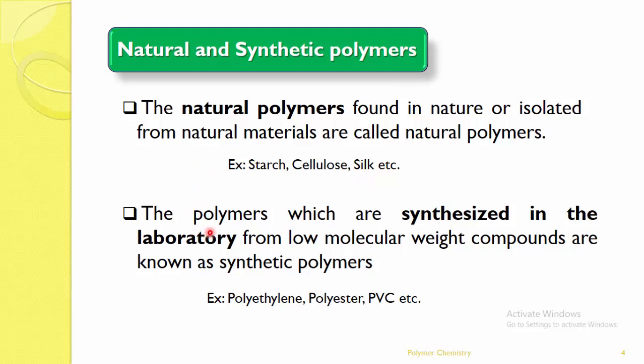Second, synthetic polymers. These are polymers synthesized in the laboratory from low molecular weight compounds. Examples you can see here are polyethylene, polyester, PVC. These are synthesized from simple molecules like the ethylene molecule and ester molecules, which form polyethylene and polyesters. So they can be synthesized in the laboratory, therefore they are synthetic polymers. These are the two examples where we can see natural as well as synthetic polymers.